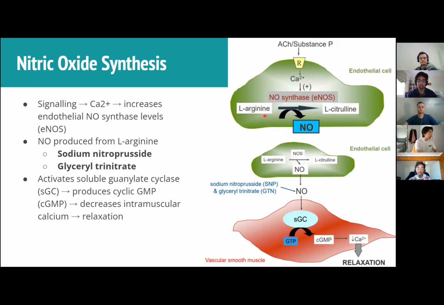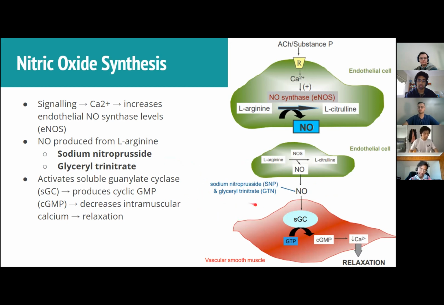And as you can see here, from L-arginine, we're going to go to L-citrulline and produce nitric oxide. On the diagram on the bottom, we can see sodium nitroprusside and glycerol trinitrate, which are two analogs that we can use clinically that will mimic the actions of nitric oxide. I think it releases nitric oxide here. I'm not sure exactly how it works, but the point is we can put these things in, which has the same effect.